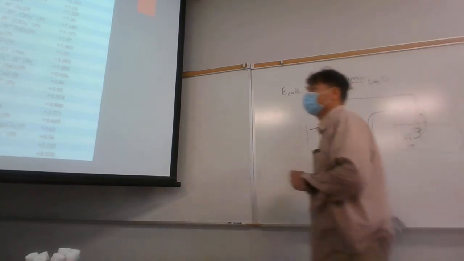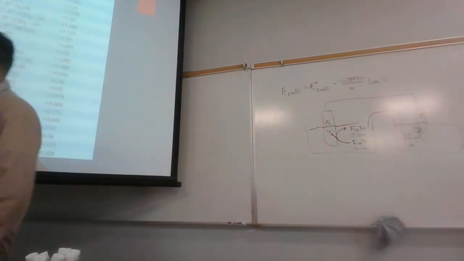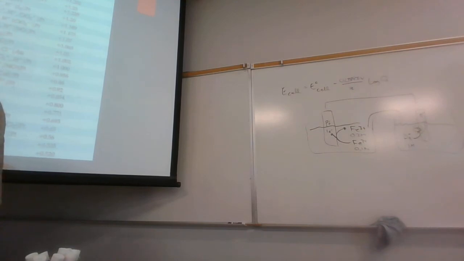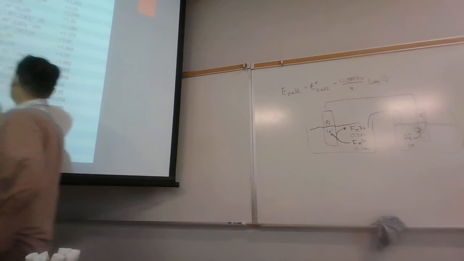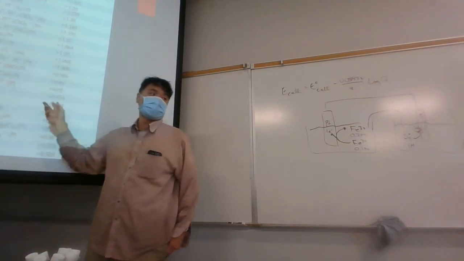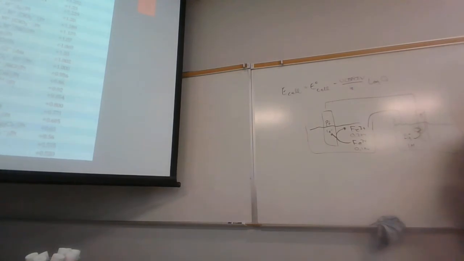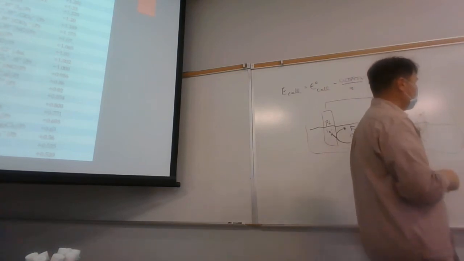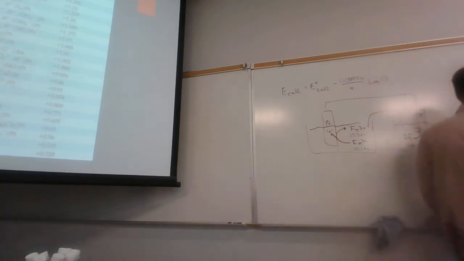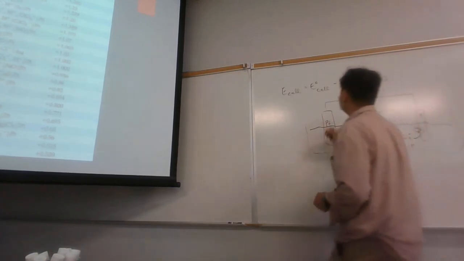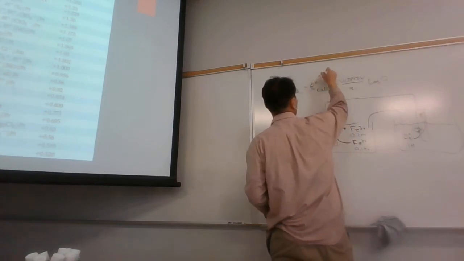Then we look at the potential for silver ions going to silver metal. It's here. Silver ions going to silver metal is 0.800 volts. We'll just use that as is because that's the reduction reaction, plus 0.800 volts. And so this will be 0.029 volts. So E naught of the cell is 0.029 volts.